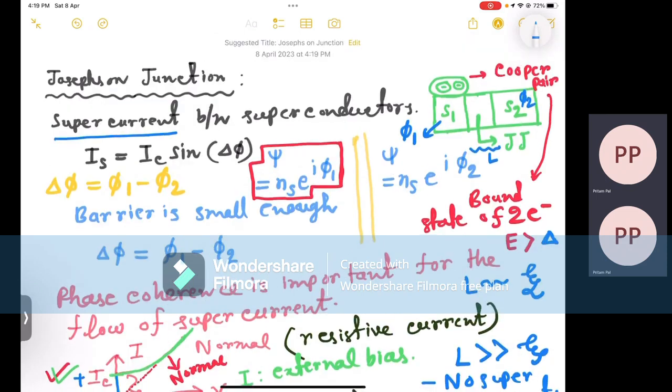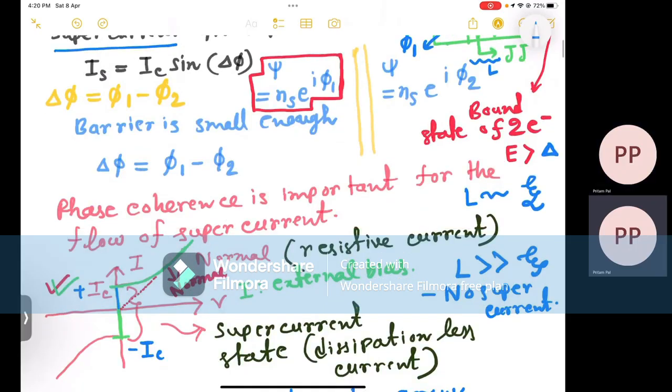So what happens basically, not a single electron is doing this. According to BCS theory, a Cooper pair is formed. A Cooper pair is basically a bound state of two electrons. So this can flow as a Cooper pair, and we get a supercurrent. Here the phase coherence is very important for the flow of supercurrent.